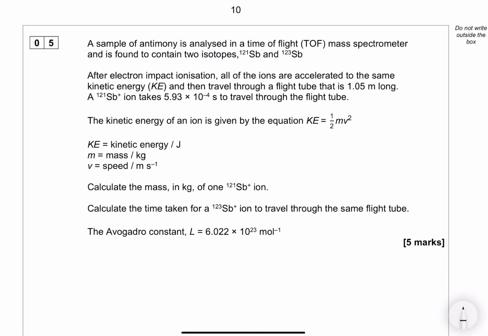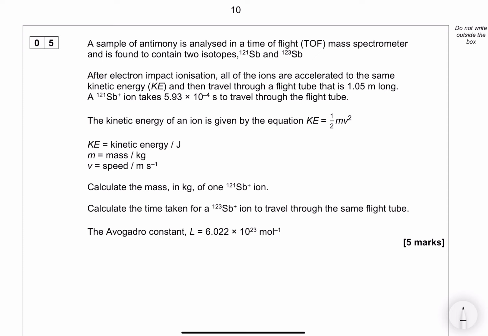A sample of antimony is analysed in a time-of-flight mass spectrometer and is found to contain two isotopes, the 121 antimony and the 123. After electron impact ionisation, all of the ions are accelerated to the same kinetic energy and then travel through a flight tube that is 1.05 metres long.